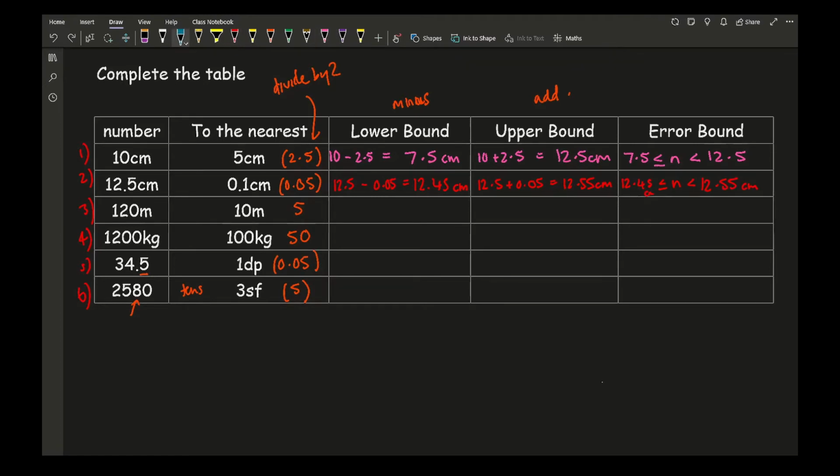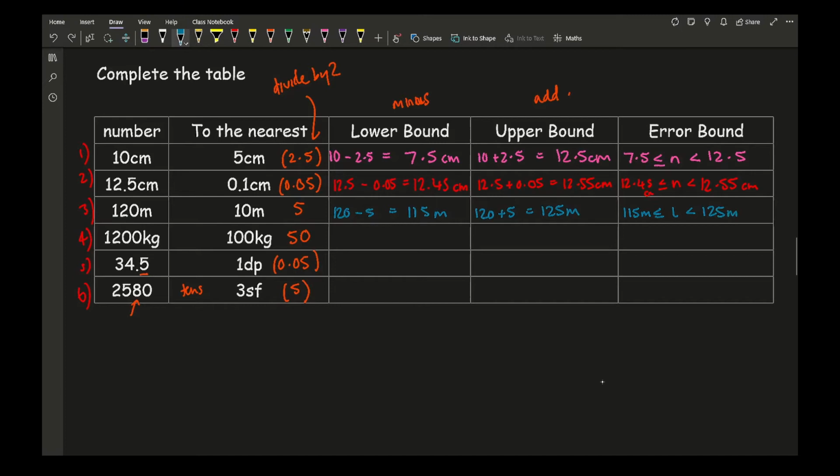I think it'd be pretty harsh, but generally speaking, it's always good practice and something that you should always do, just like writing a full stop at the end of a sentence. So moving on to question 3, again, I'm going to add and subtract 5. So I've got 120 minus 5, which is 115. And here I've got 120 plus 5, which is 125. So my error bound is going to be 115 meters, less or equal to, call it L, and 125 meters.